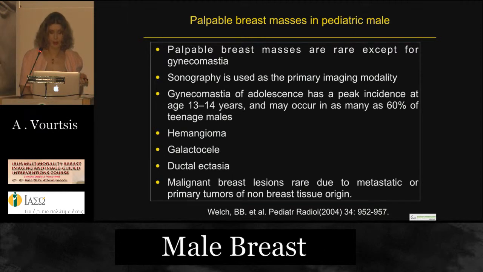Few words about palpable breast masses in young boys. They're very rare, except for gynecomastias. Ultrasound is used as the primary imaging modality. Gynecomastia of adolescents has a peak incidence about 13 to 14 years old and may occur as often as 60% of the teenage males. Also, the presence of ductal ectasia, hemangioma, galactocele. Malignant breast lesions are extremely rare, thank God, or due to metastatic or primary tumors of non-breast tissue origin.